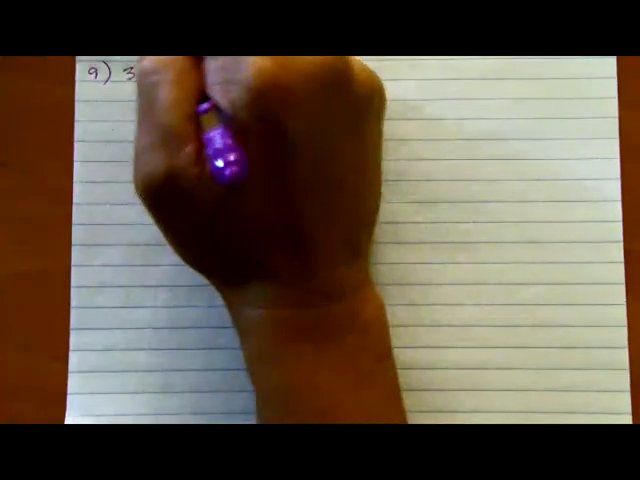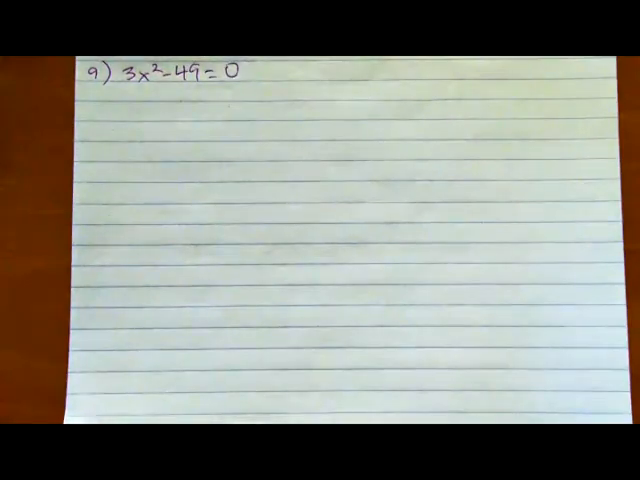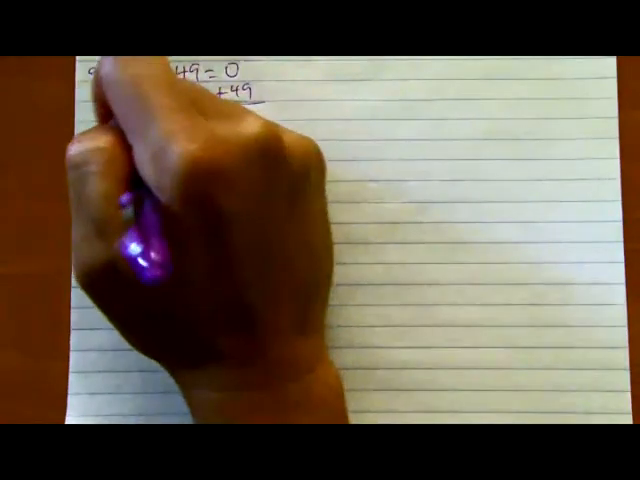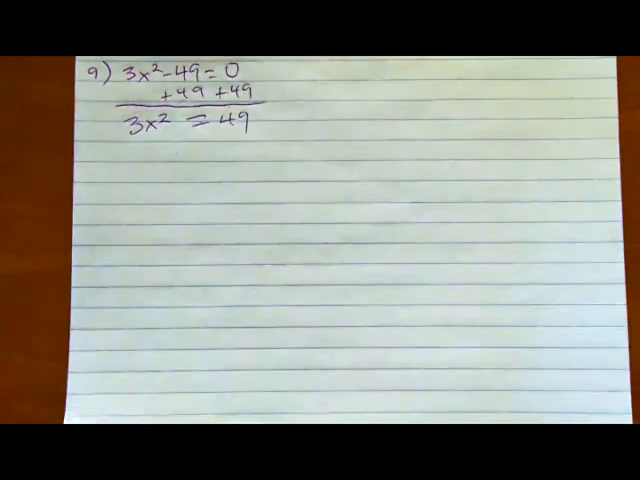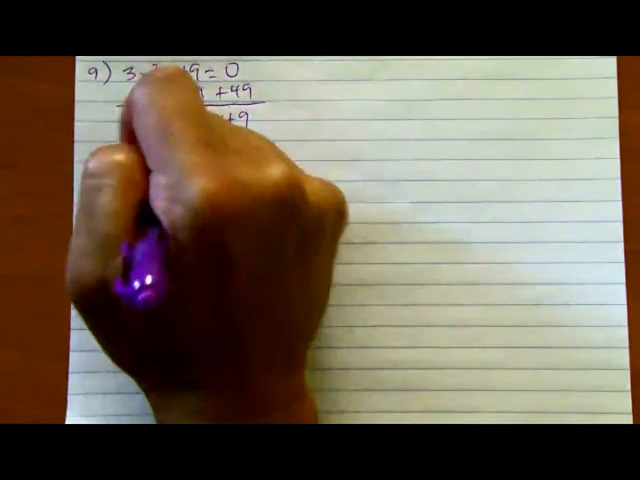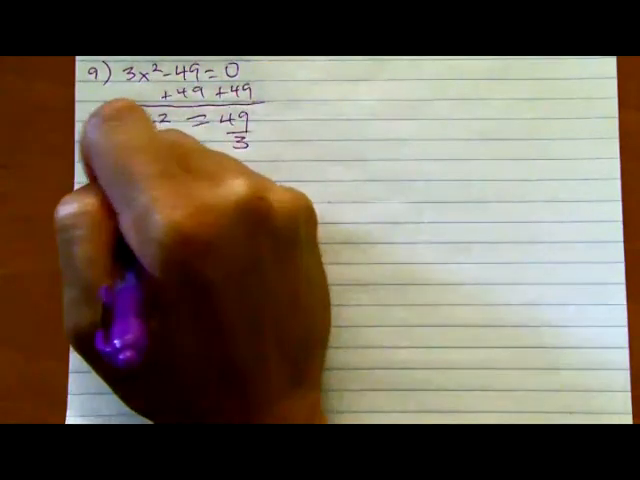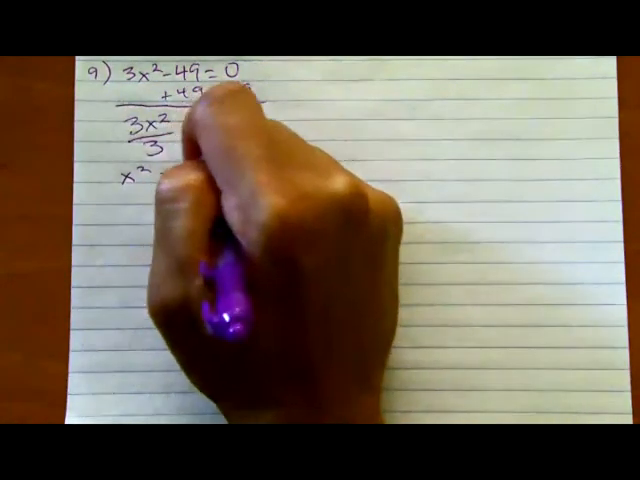Number 9. 3x to the second minus 49 equals 0. Okay, a little more challenging. We need to get the x squared by itself. I'm going to get rid of the minus 49. So if we add 49 to both sides, we'll get 3x to the second equals 49. We'll divide both sides by 3. x squared equals 49 thirds.